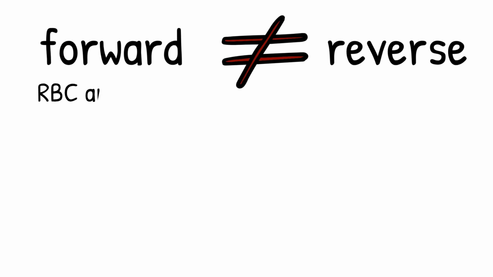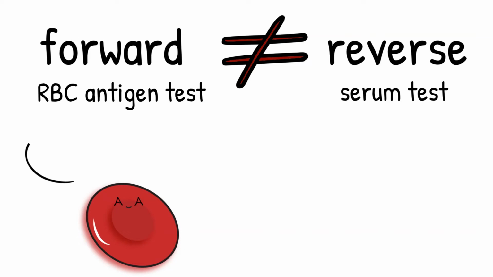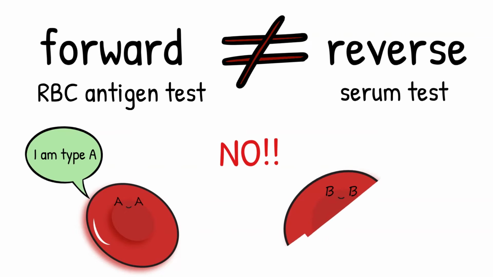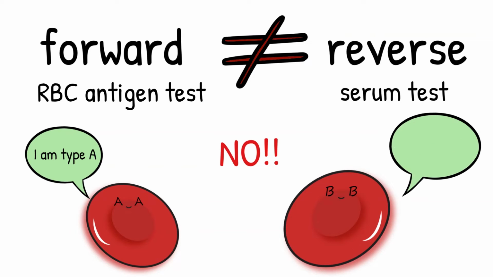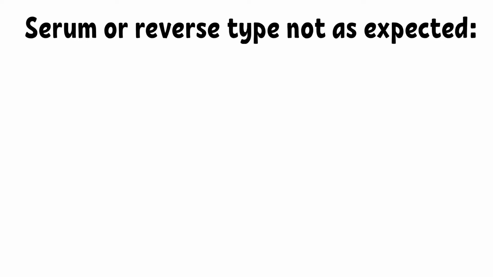Once again, a discrepancy exists when the results of red blood cell test and the serum test do not agree. This can come from either unexpected positive or unexpected negative. Serum or reverse type is not as expected. If the reverse reaction is weak or absent, it can be due to the following reasons.